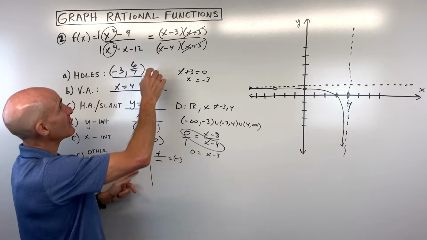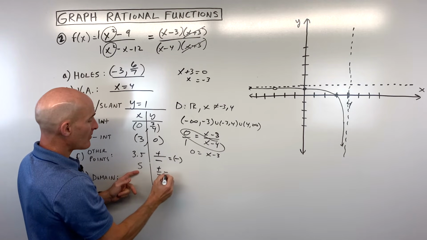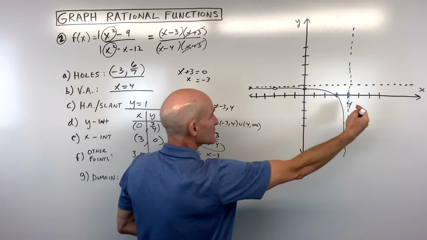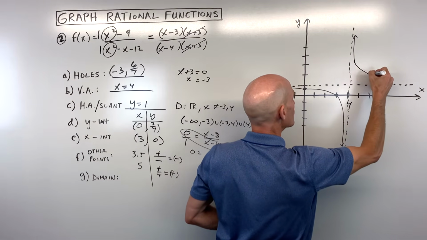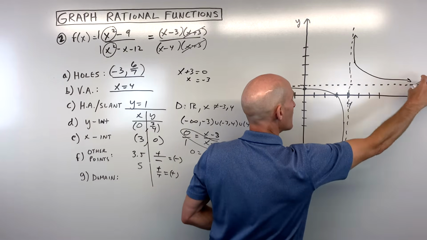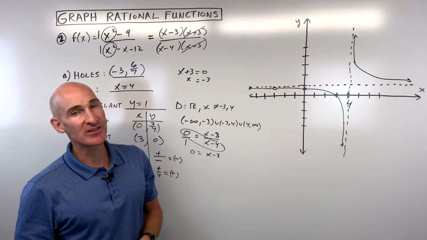Now if we do 5, that's going to give us a positive 2 over a positive 1. Positive divided by positive is a positive, which tells us from this direction we're going to be going up towards positive infinity, and then we're going to approach that horizontal asymptote as we go to the right. And you've got a good sketch. Let's take a look at another example.